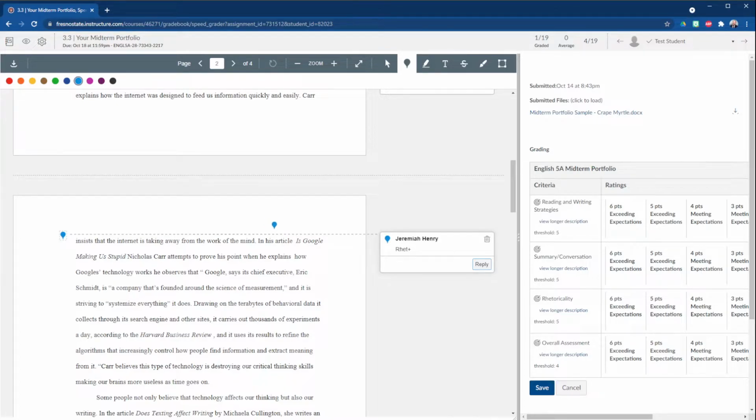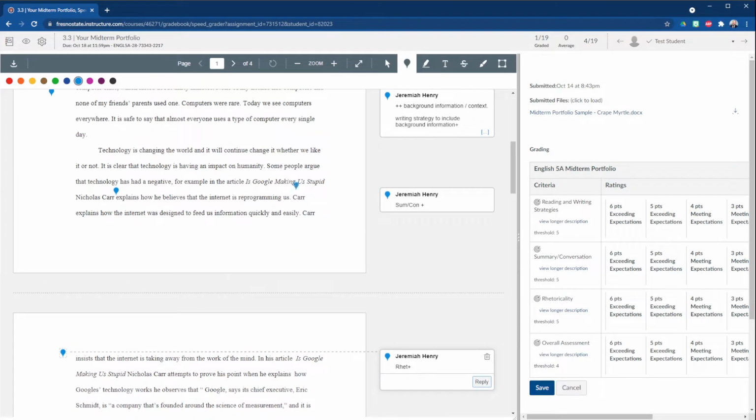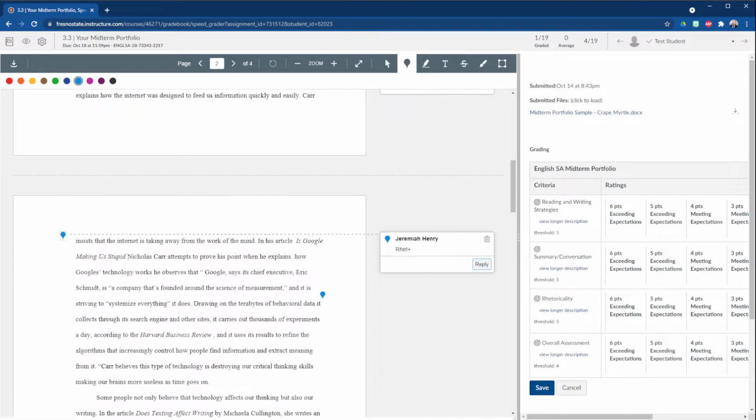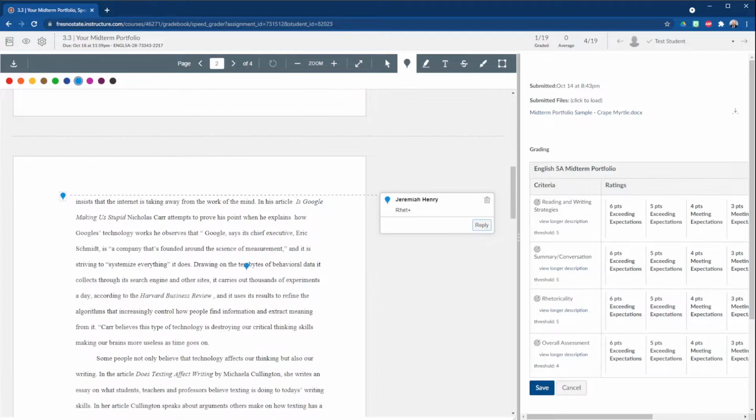In his article, "Is Google Making Us Stupid?" Well, we kind of had that introduction sentence before, a little redundant, but not a big deal. Where do we leave off here? In his article, "Is Google Making Us Stupid?" Carr attempts to prove his point. So there's another author verb combination, right? I really, really like that this writer is trying out all of these different verbs in their signal phrases. This is again good summary conversation stuff.